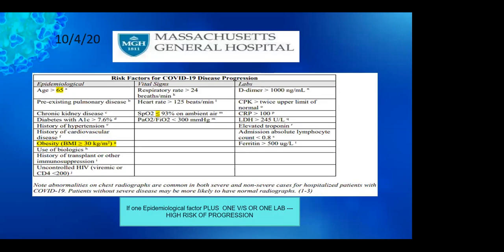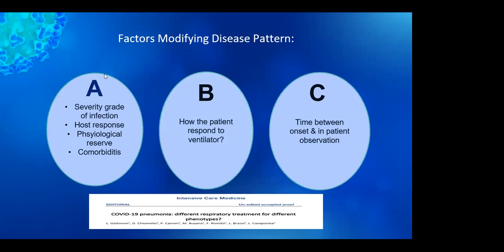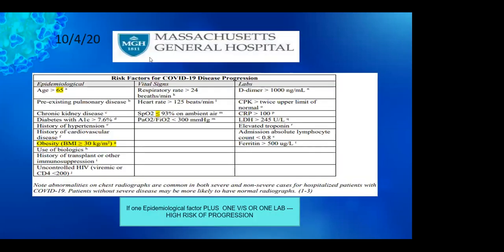So these factors were actually classified, and I also noticed Dr. Belshi presented this slide. This is actually the classification of factors by the Massachusetts General Hospital. They divided them into three: epidemiological factors, vital signs, and labs.